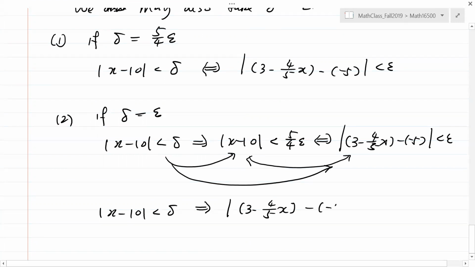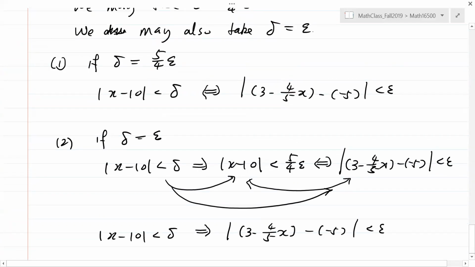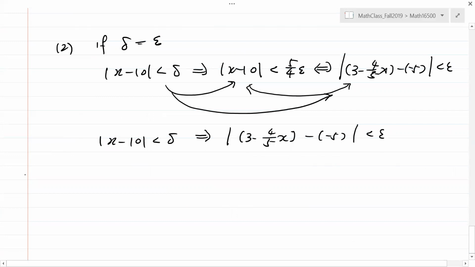The inequality on the right-hand side does not imply the inequality on the left-hand side, because delta is smaller than 5/4 times epsilon. But this choice of delta still works for the proof. So what I want to say is that delta is not unique. There is a delta, and you can even choose a smaller one. Different students get different answers, but usually people take 5/4 times epsilon.